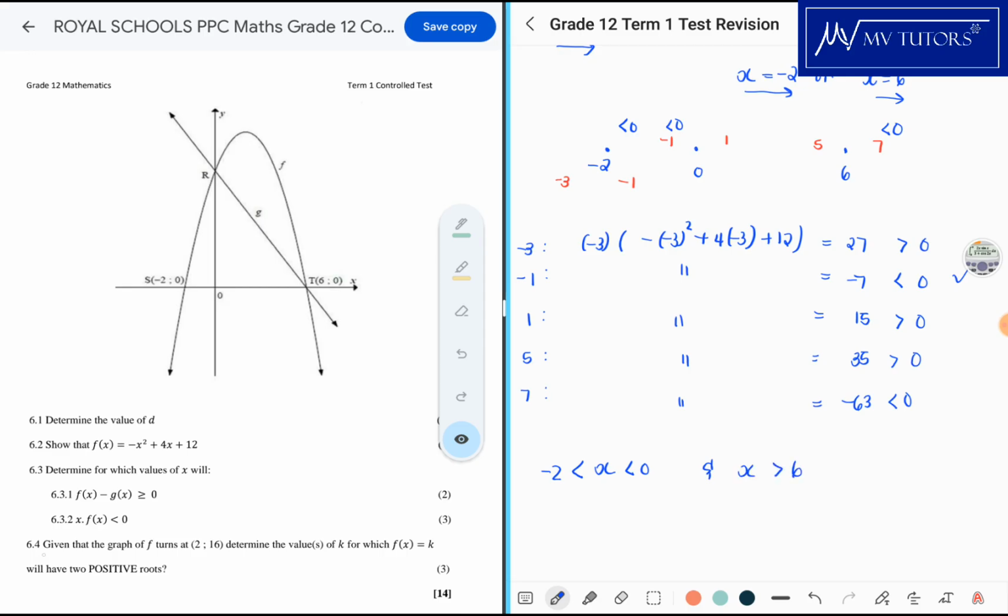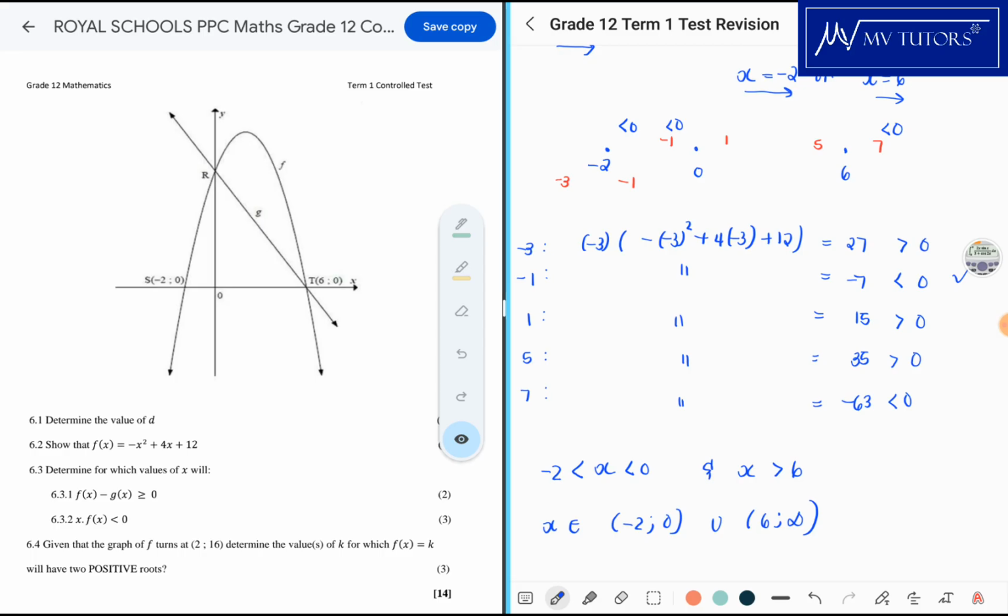Okay, remember the question? 6.3.2, determine for which values of x will x times f of x be smaller than 0. You could have also written it like this. X is an element of -2. We're going to use round brackets. Okay. And also where x is bigger than 6, from 6 to infinity. Okay. So that is how you're going to do that particular sum.